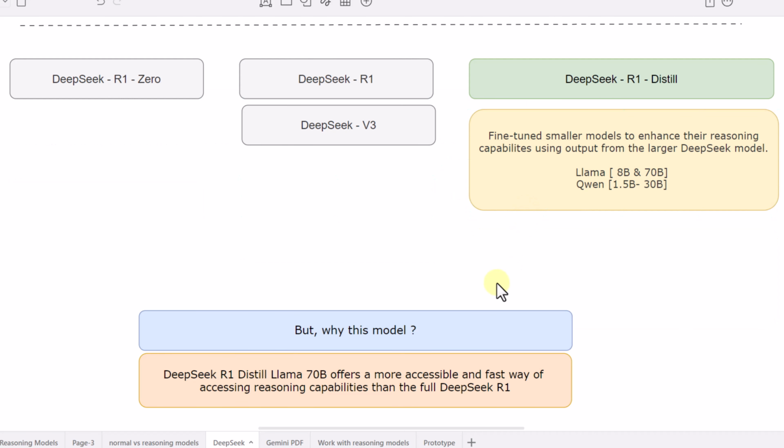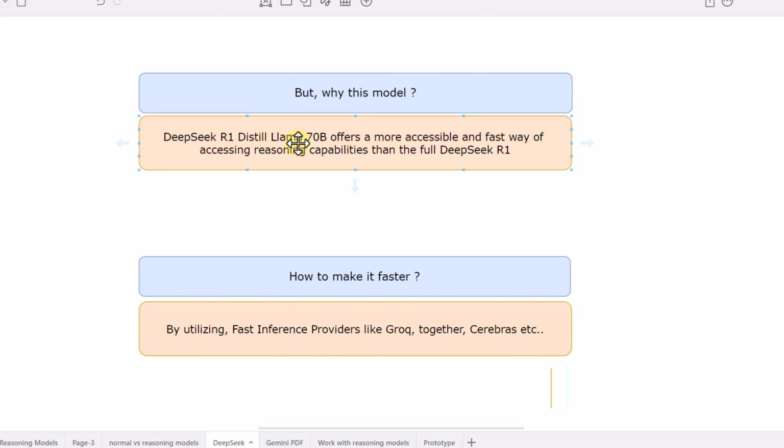Okay, so distillation is one thing, but why are we particularly talking about this model? After distillation, this DeepSeek R1 Distill Llama 70B is going to offer a more accessible and faster way of accessing reasoning capabilities than the full DeepSeek R1. The advantage is that if we use the distilled model, we get the same kind of reasoning accuracy, but faster. If we have this DeepSeek R1 Distill Llama 70B model hosted on fast inference providers like Groq, the output is going to come even faster. So in this video, we are going to use the Groq platform, one of the fast inference providers, and we are going to use the model hosted on Groq.